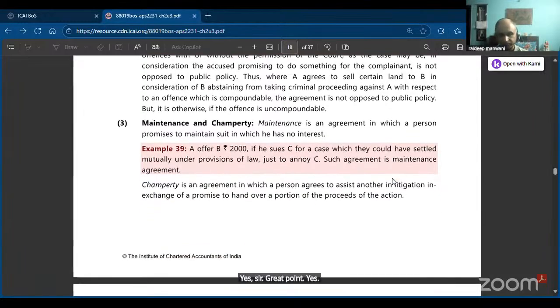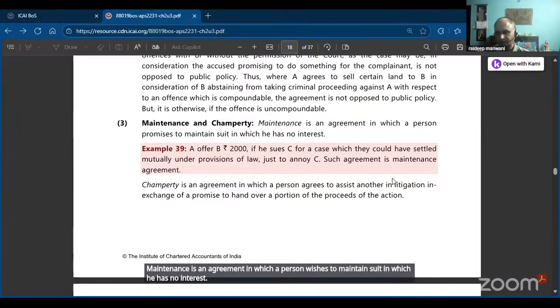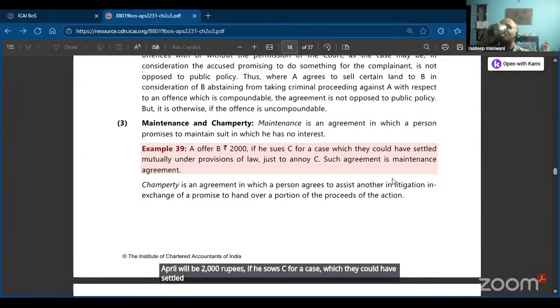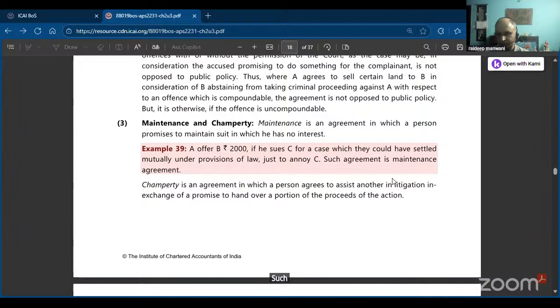Okay, let's go to the next. Third point: maintenance and champerty. Maintenance is an agreement in which a person promises to maintain a suit in which he has no interest. A offers B 2,000 rupees if he sues C for a case which they could have settled mutually under provisions of law, just to annoy C. Such an agreement is a maintenance agreement.